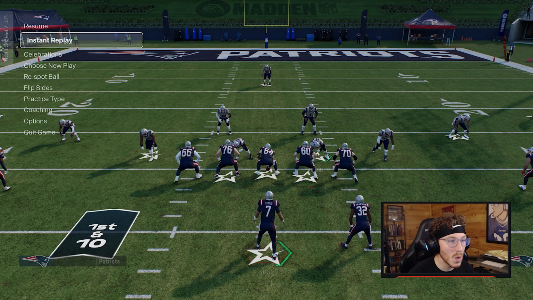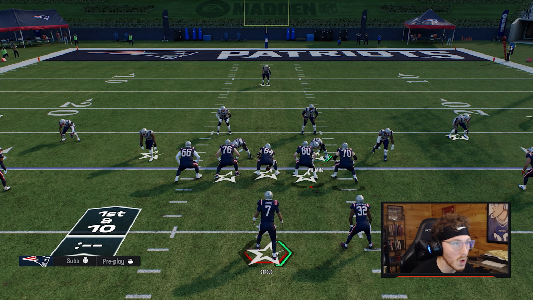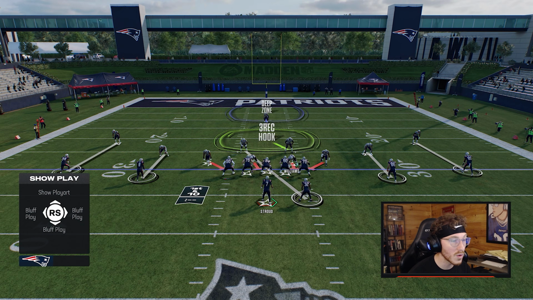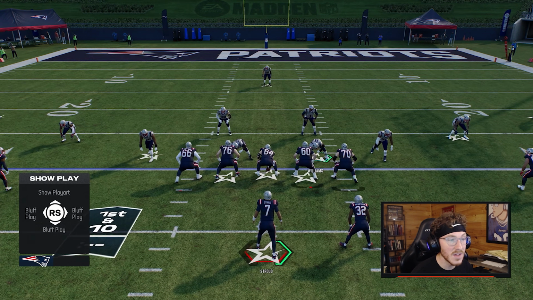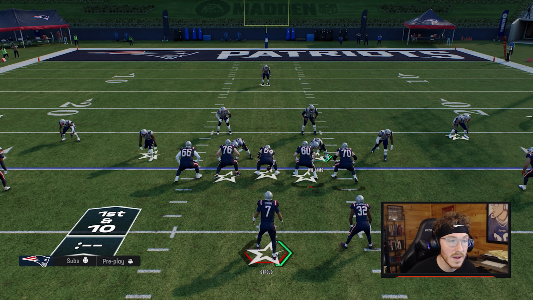Now, again, this is going to be the same across all cover one calls. So whether it's cover one hole, cover one robber, cover one linebacker blitz, anything like that, the man coverage defenders are still going to shade that way based off of where the receivers are aligned on the play. But with that being said, let's dive into what those different cover one calls are in the game and what we should expect from each of those calls.